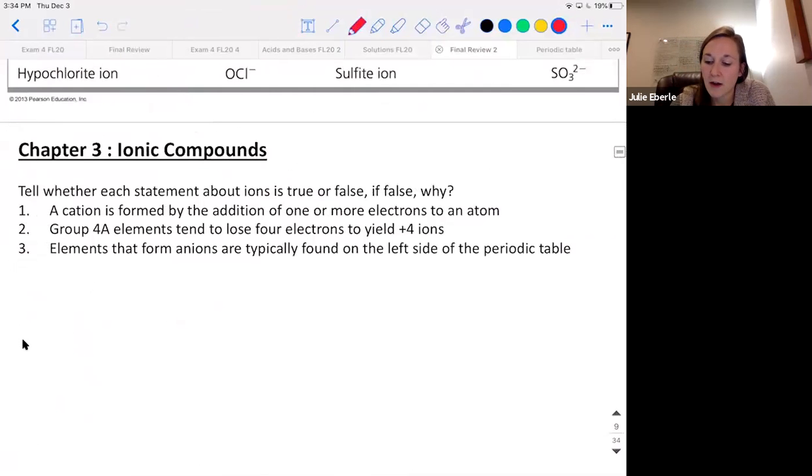Tell whether each statement about ions is true or false. If false, why? Okay, number 1, a cation is formed by the addition of one or more electrons to an atom. What do y'all think? A cation is formed by the addition of one or more electrons to an atom.